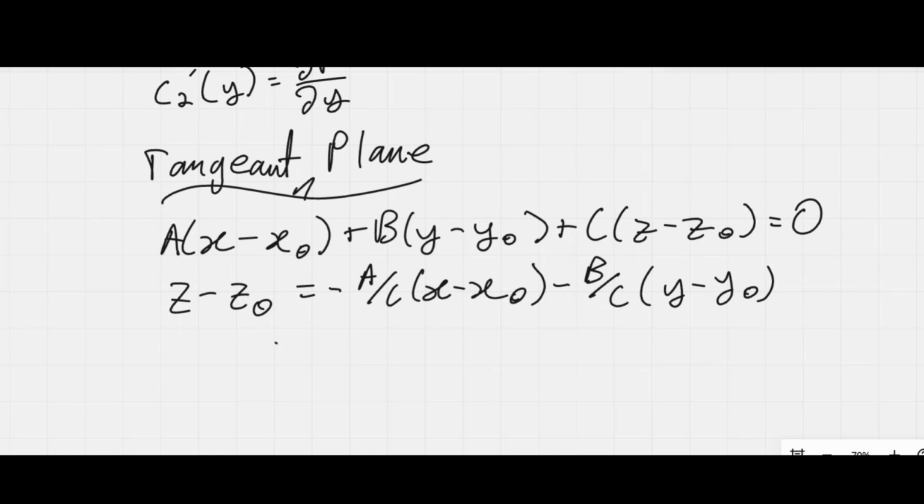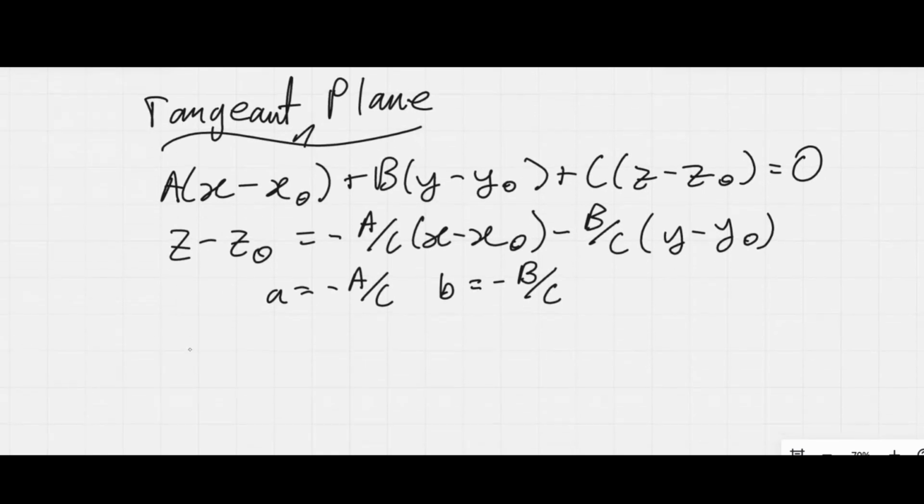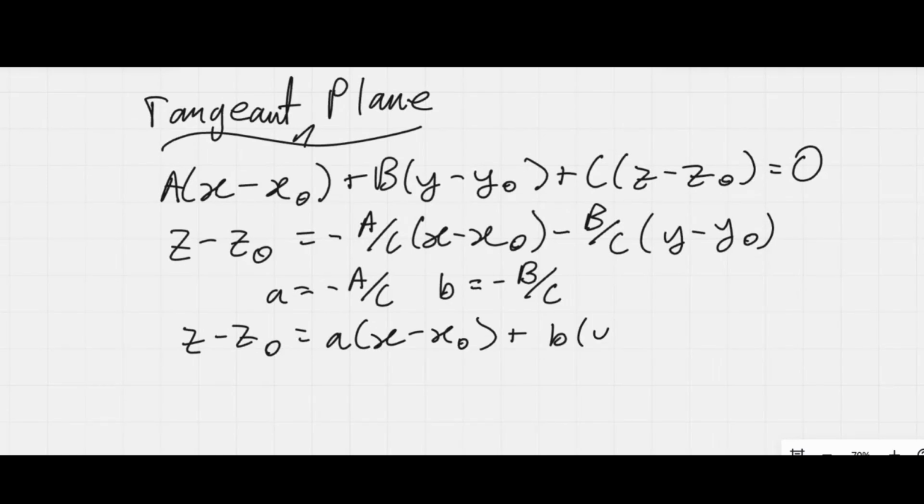Then we can define two variables, just to make this a little bit easier for us to understand. We can define lowercase a to be negative A over c, and we can also define lowercase b to be negative B over c. Therefore, we say that z minus z naught is equal to a(x minus x naught) plus b(y minus y naught). All right, so we started off with the equation of a plane. We now have a manipulated equation that we can use. But let's take this a little bit further.